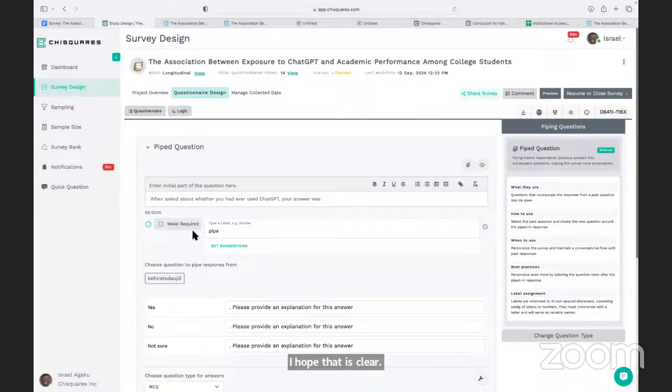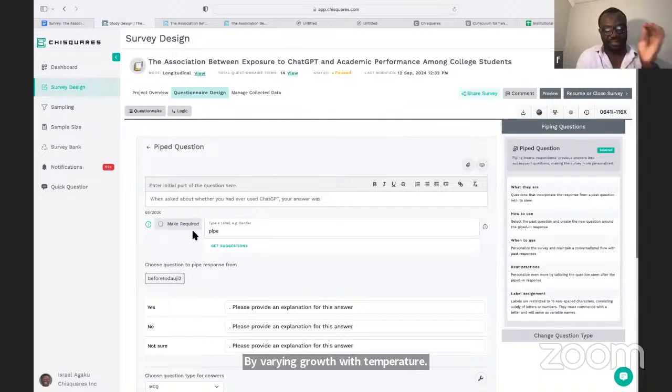If this question was also asked verbally, how can we design a survey for insect growth under laboratory condition by varying growth with temperature? I think we've answered it. The same principle applies to the previous question.